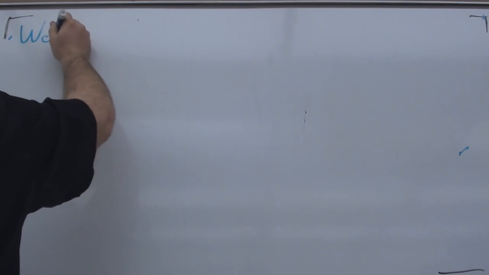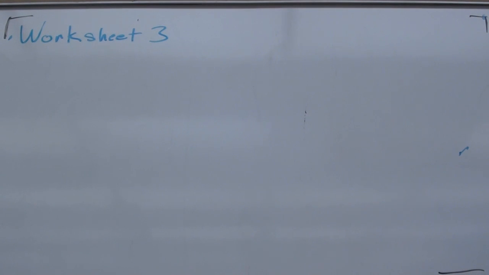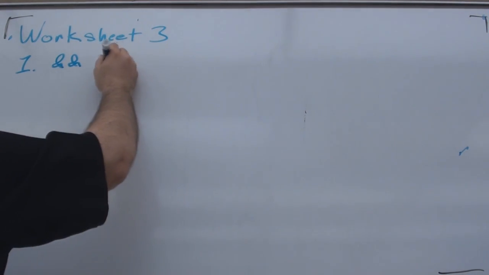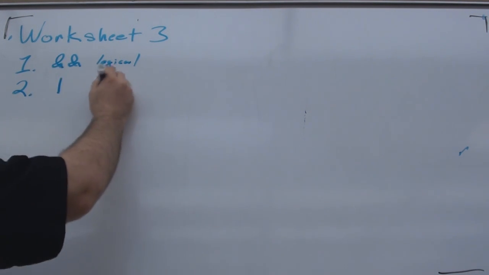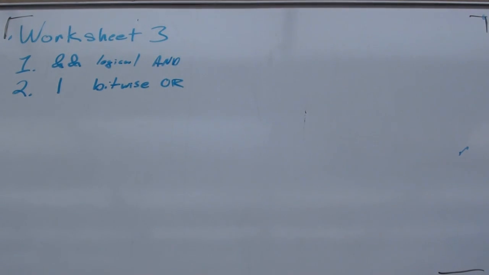So for worksheet 1, the first question is, what is the logical AND operator? The logical AND operator is the double ampersand, and the logical operators are usually the double characters. And number 2 was, what is the bitwise OR operator? Bitwise OR operator is the single pipe character. This is bitwise AND, or logical AND, bitwise OR.